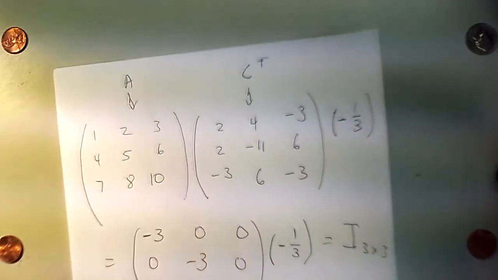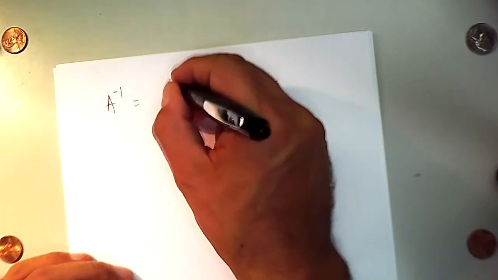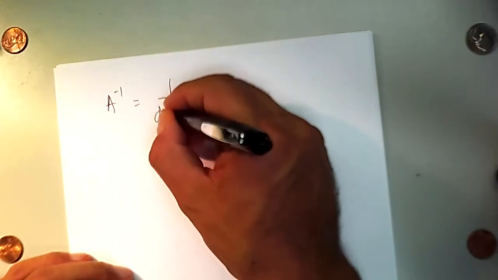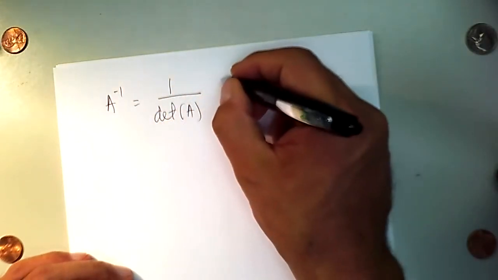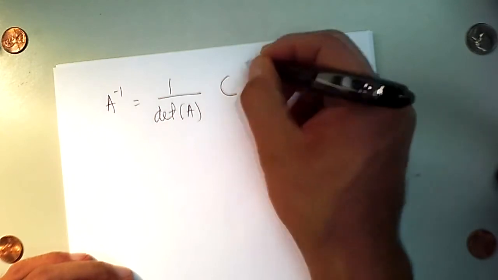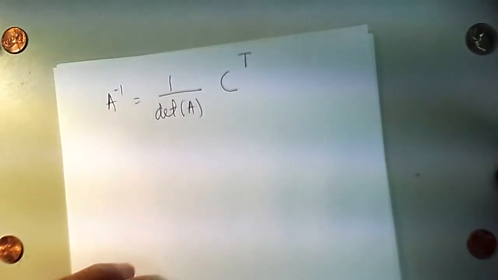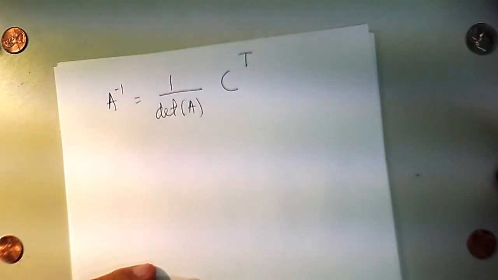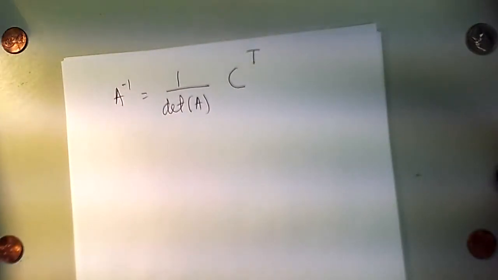So we have a formula for the inverse. The inverse is 1 over the determinant of A times the transpose of the cofactor matrix of A. And there we have it. We have a formula for the inverse.